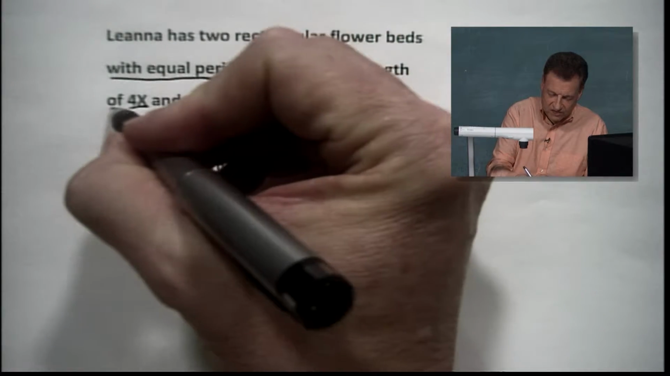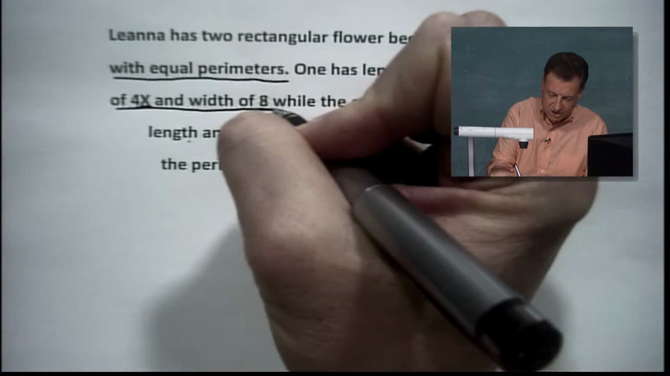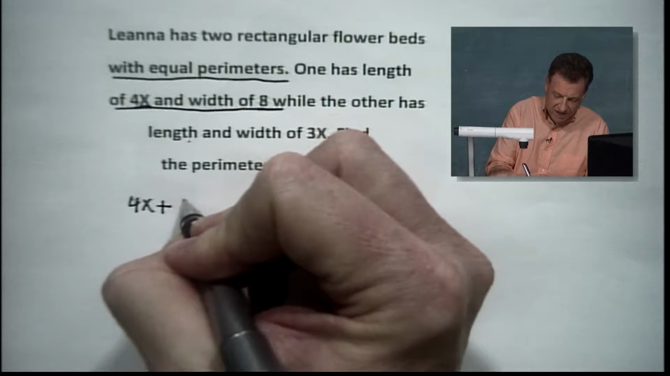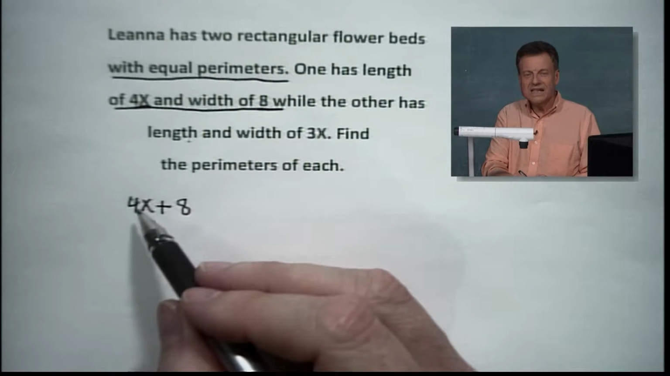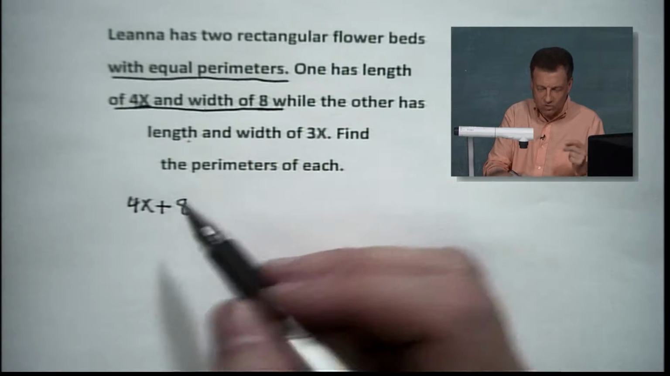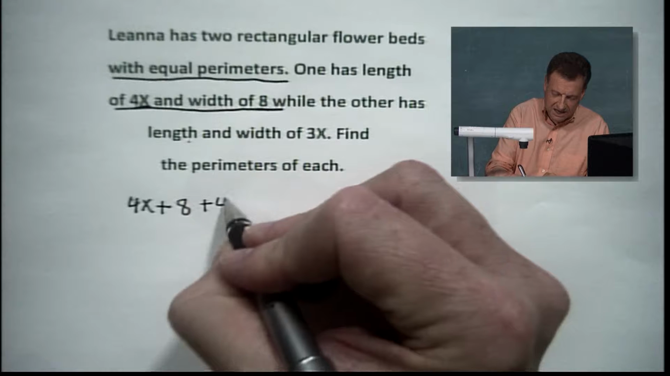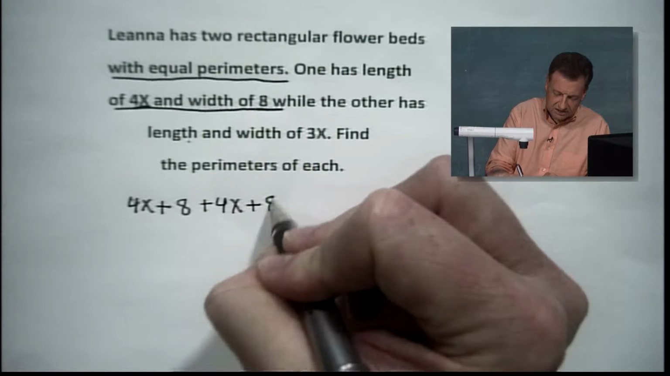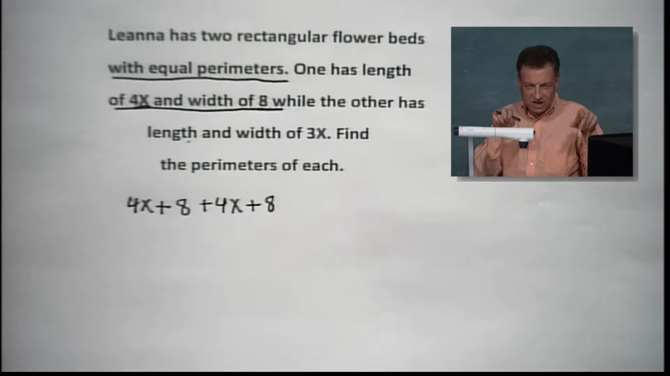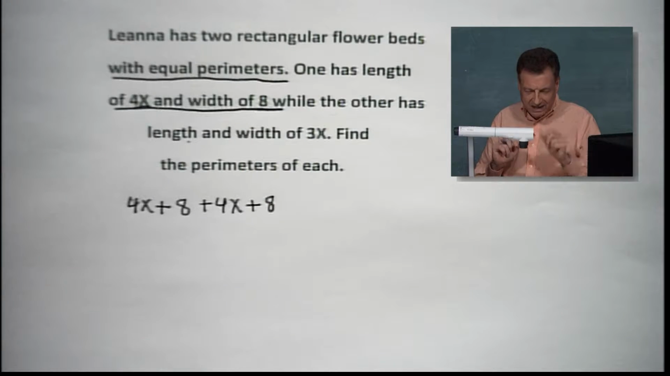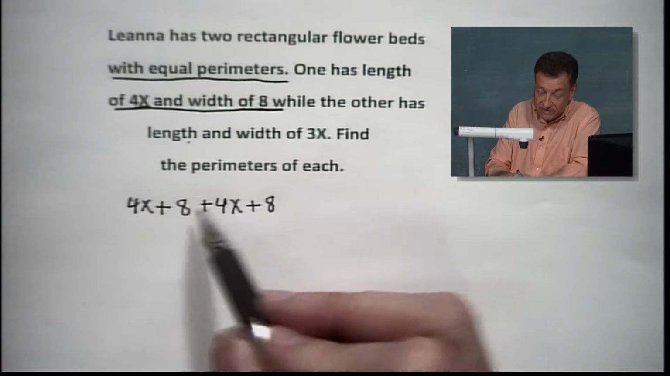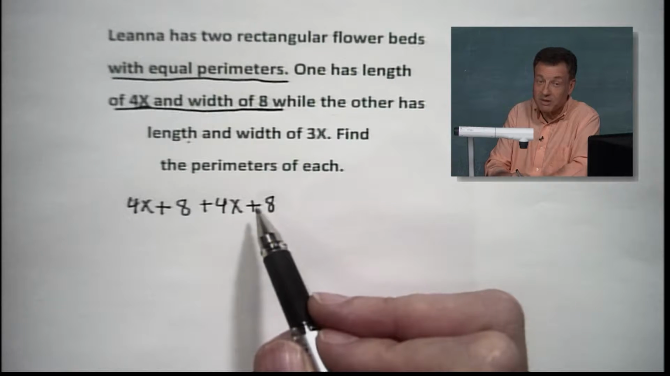First of all, we've got one that I mentioned a little bit earlier, and we've got 4x. That, my friends, is a length and a width. But there are 2 lengths and 2 widths. So we need to be sure we put in 4x plus 8 a second time. So that's describing our first little rectangular flower bed. So Leanna, you've got this unknown, but there's 2 of them. And you've got this known, there's 2 8s. You're going to put them all together.